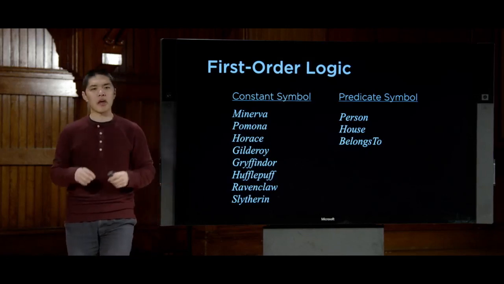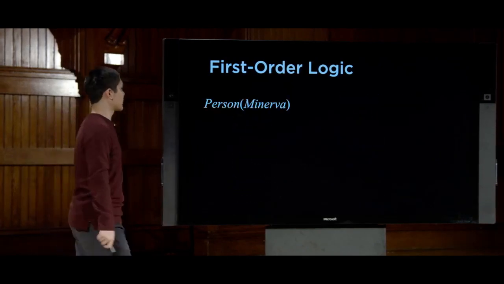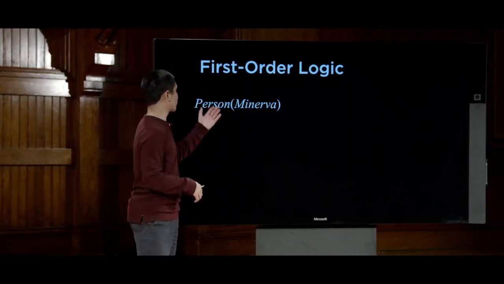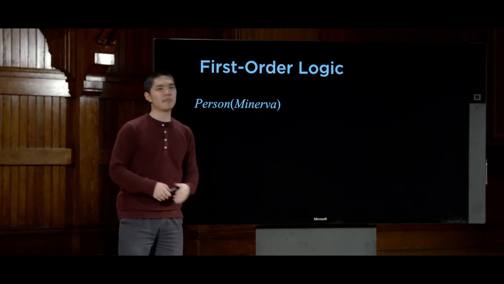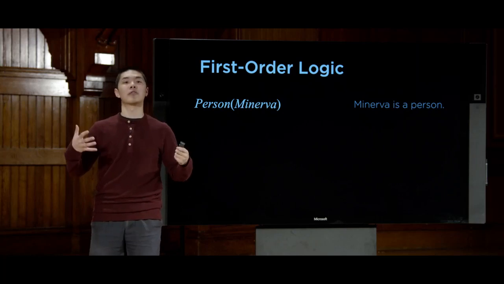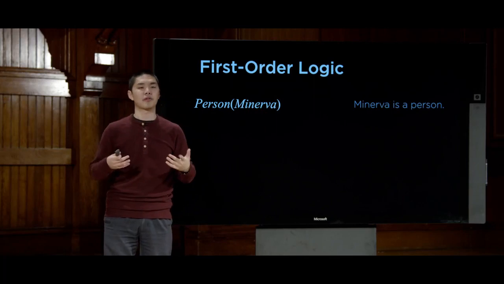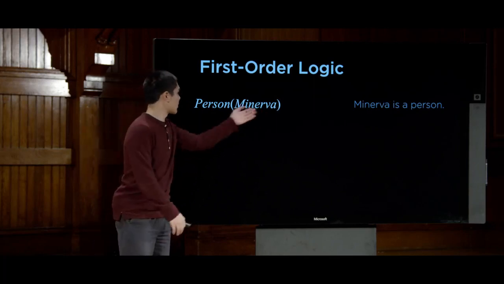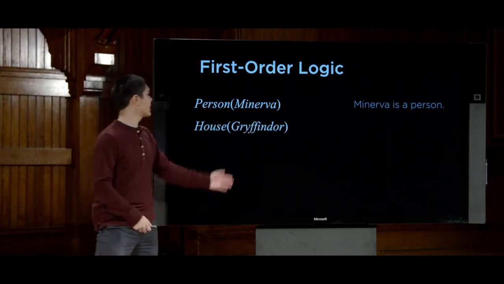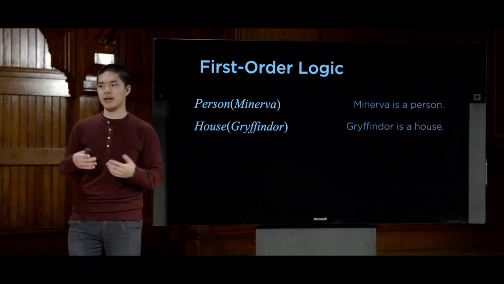So let's take a look at some examples of what a sentence in first order logic might actually look like. A sentence might look something like this: person, Minerva, with Minerva in parentheses, and person being a predicate symbol, Minerva being a constant symbol. This sentence in first order logic effectively means Minerva is a person, or the person property applies to the Minerva object. So if I want to say something like Minerva is a person, here is how I express that idea using first order logic. Meanwhile, I can say something like house Gryffindor to likewise express the idea that Gryffindor is a house. I can do that this way.